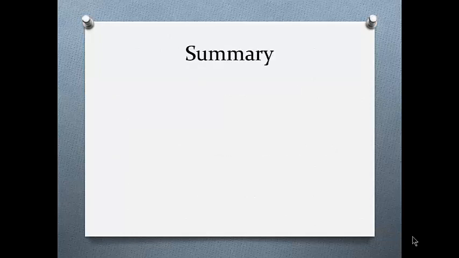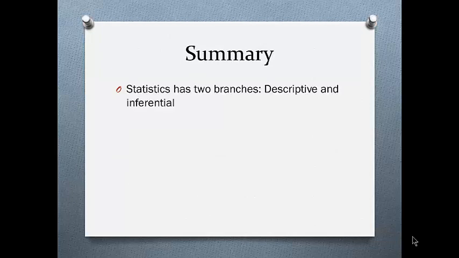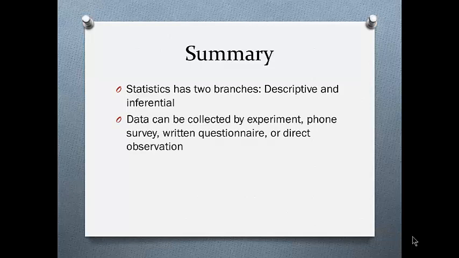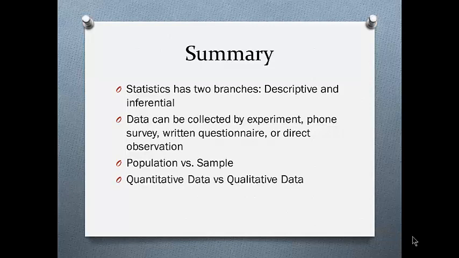So to kind of summarize what we've talked about in this introductory to stats video, we talked about statistics. It has two branches, descriptive and inferential. Descriptive describes data. Inferential makes hypothesis and estimations. Data can be collected in several methods: experiments, phone surveys, written questionnaires, direct observation. And when we collect data, we need to make sure we differentiate between a population and a sample. A population is everybody, a sample is a small portion.